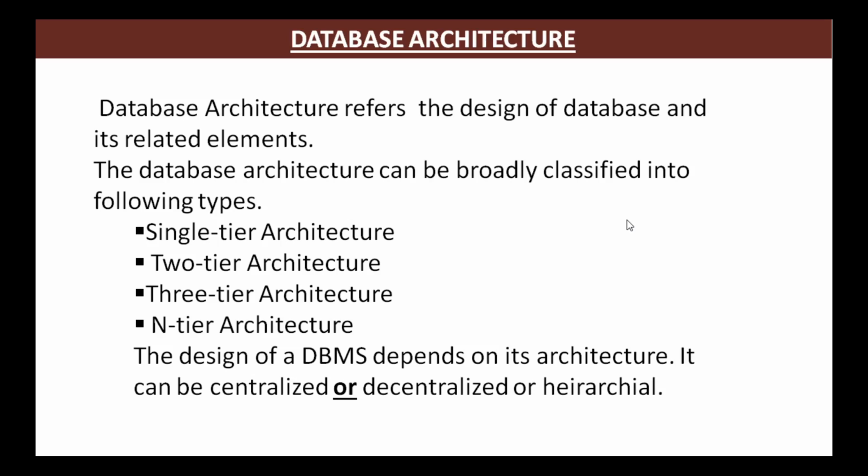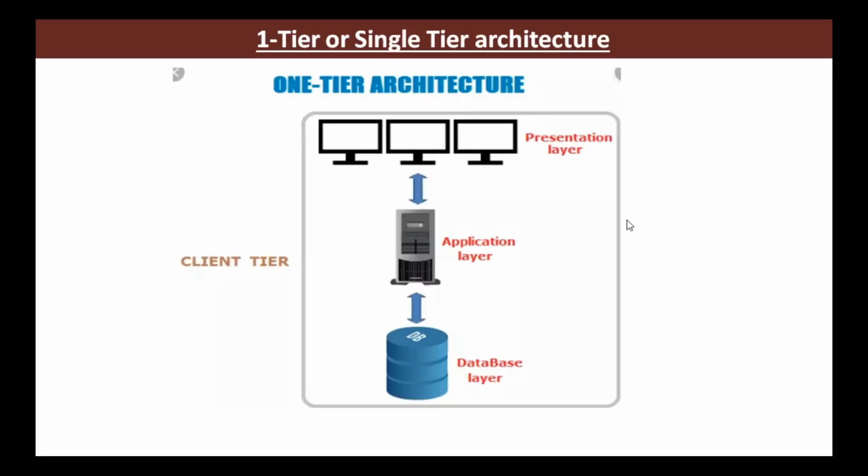The database architecture can be broadly classified into the following types. One is single tier architecture, then two tier architecture, three tier architecture and n tier architecture. Coming to the one tier or single tier architecture, just observe this diagram, one tier architecture.